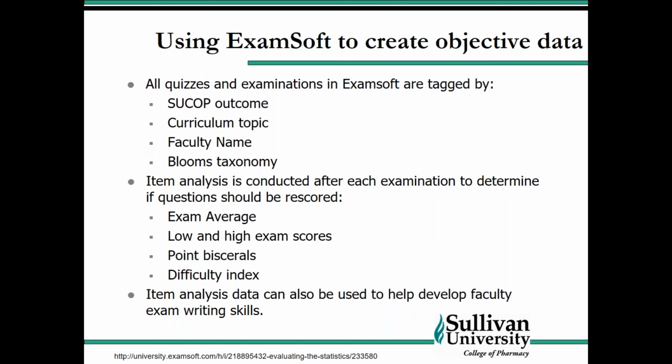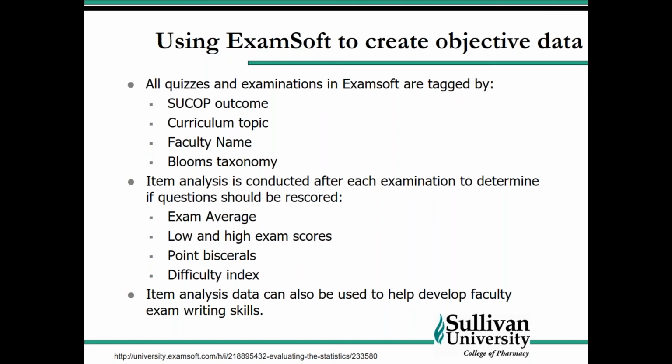We use the exam average for that. We look at the low and high exam average, and we'll show you what that looks like in a minute, along with the point biserials and the difficulty index, to help us determine that. But as you'll see, this item analysis data can also be used to help faculty develop their exam writing skills. Most of us are familiar with that at a question writing level, but we're going to show you how you can roll that up and use it at a broader level.